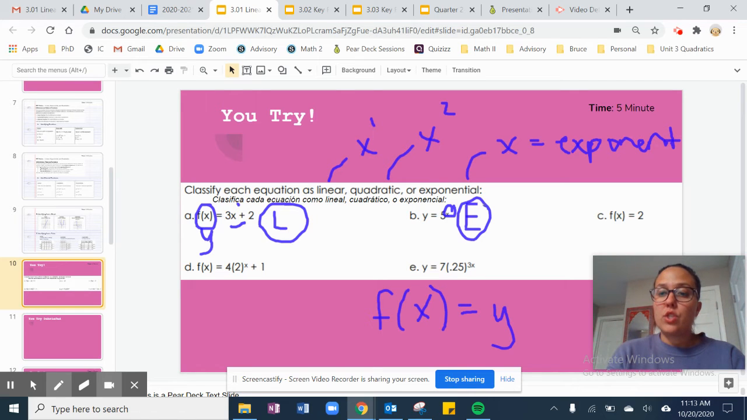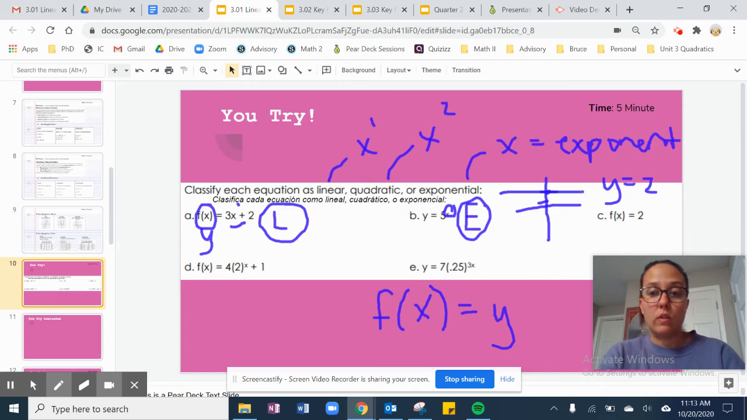F of x equals 2. Well, in this case, y equals 2. This one's kind of confusing. If we graphed this, y equals 2, we would go to the y coordinate of 2 and draw a horizontal line. So what this means is that this is a straight line. It's just not in y equals mx plus b form. So we'll call it linear.